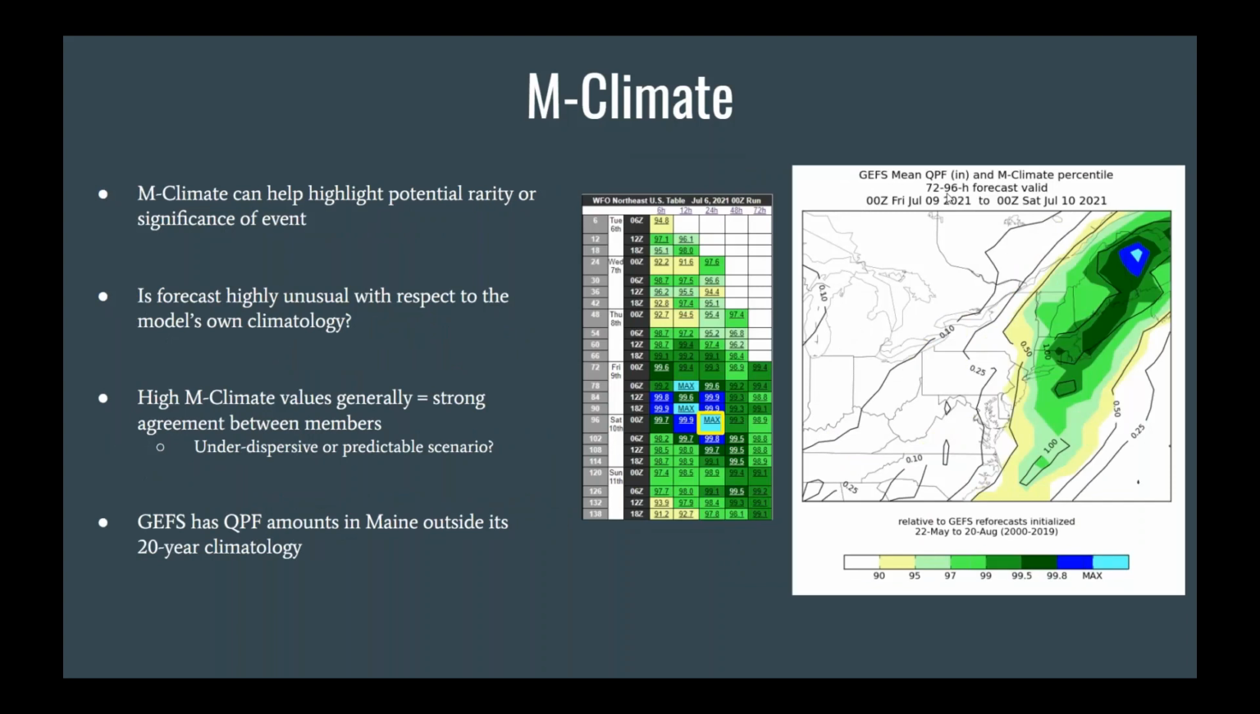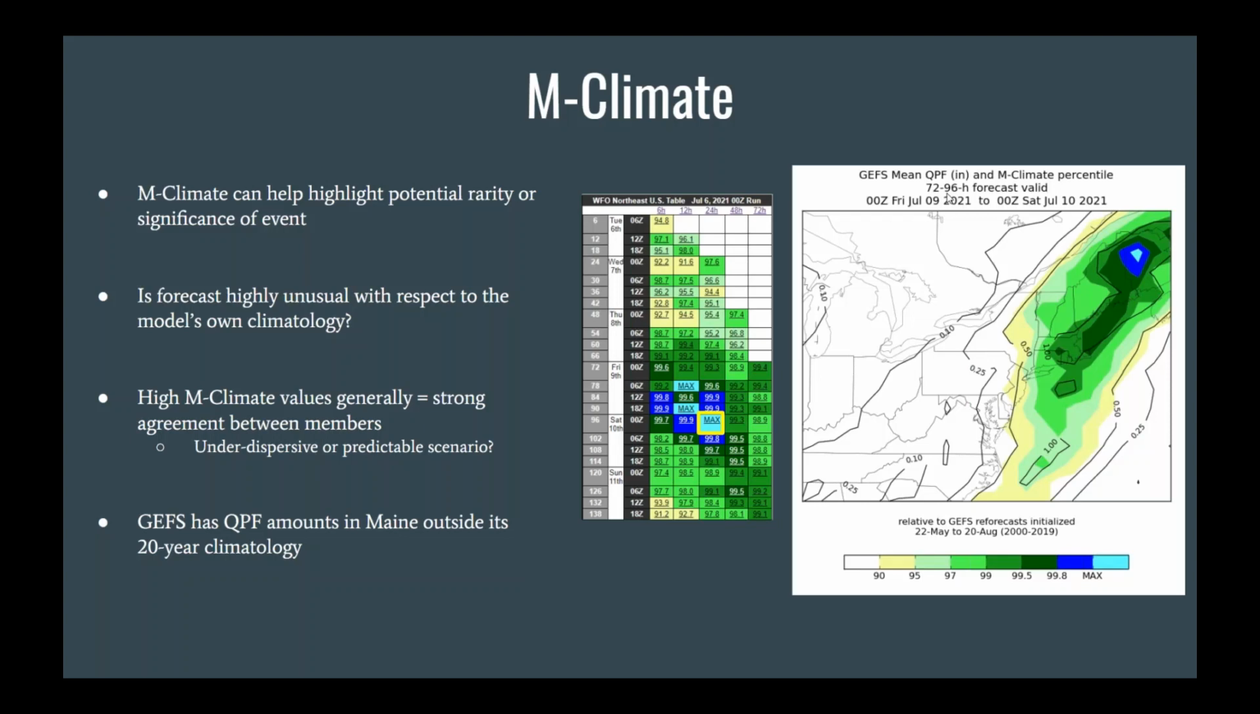Thank you. The thing that M-climate can really do for you is help highlight potential rarity or significance of an event relative to the model's own climatology. This is really unusual compared to what the GEFS has forecast historically. High M-climate values generally equal strong agreement between the members. Then you have to ask yourself, if I have strong agreement between the members, is it because the ensemble is under-dispersive, or is it because it's a predictable event?